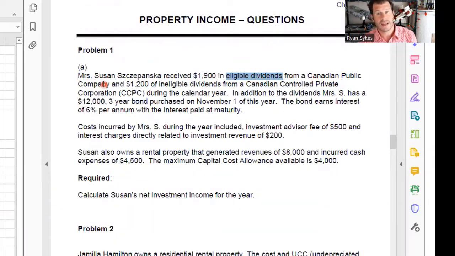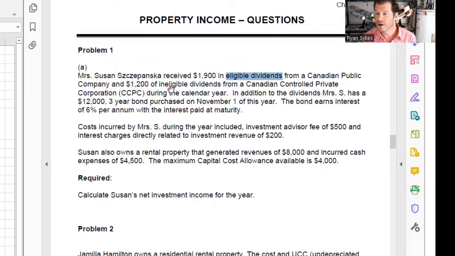Now, remember, if we're looking at a Canadian public company, the type of dividends received is most likely going to be eligible dividends. In fact, it has to be eligible dividends because a public company can't actually issue non-eligible dividends. That's information from another course, but just FYI, all right?